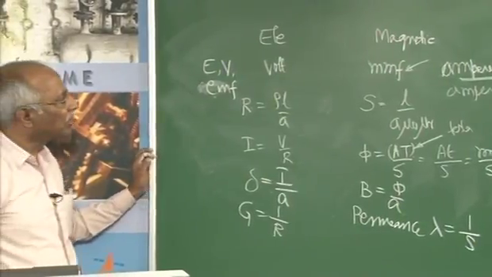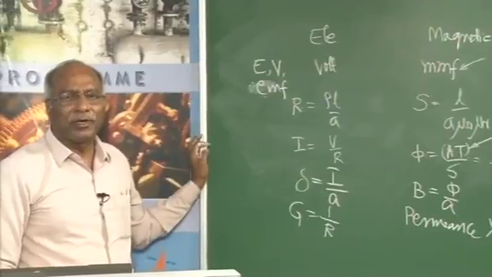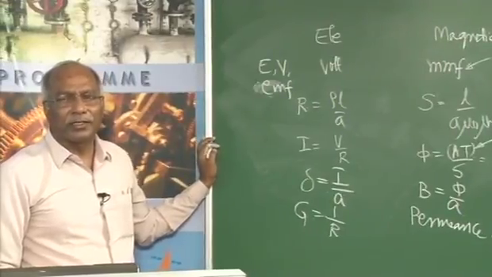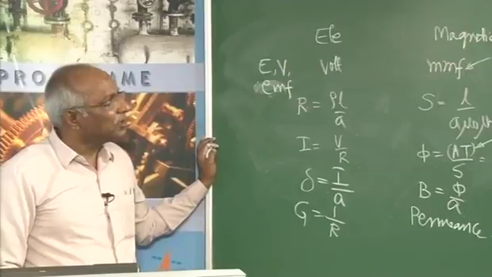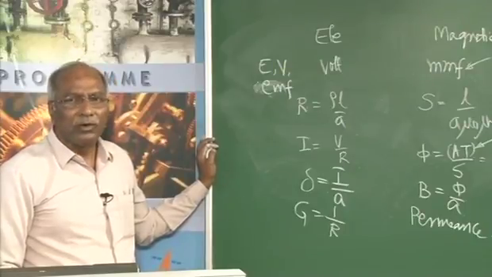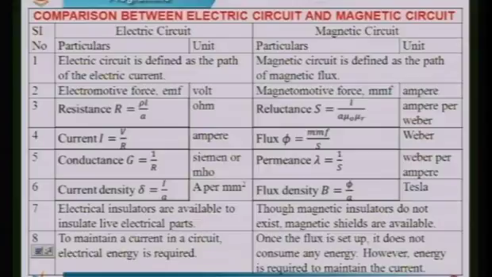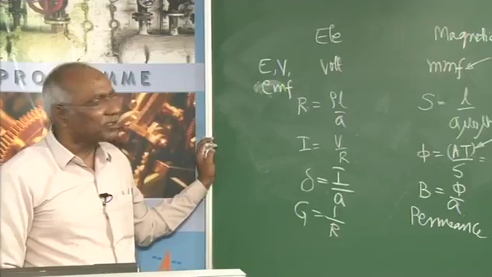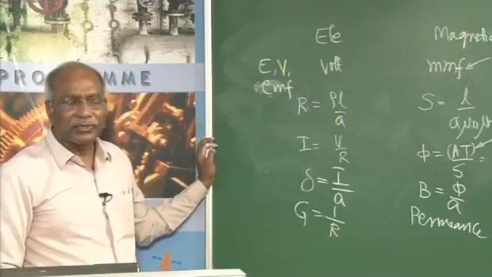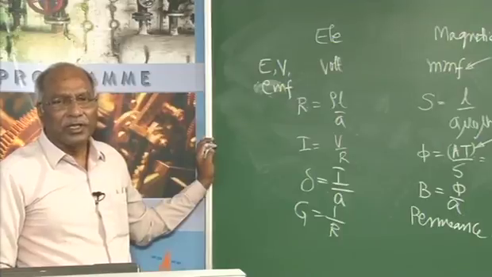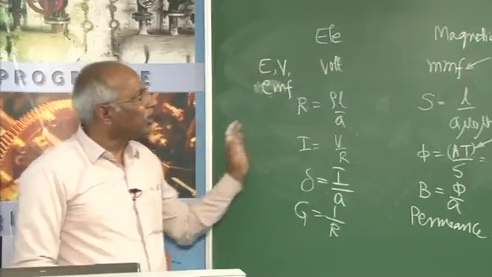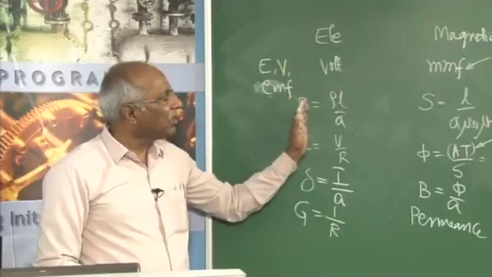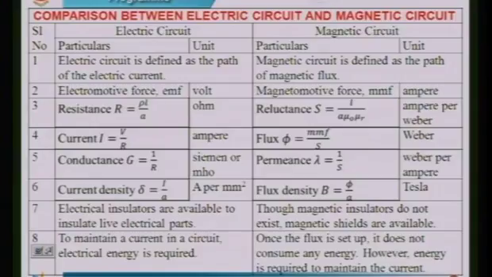When it comes to the electric circuit, insulators are available to insulate the electrical parts. When it comes to the magnetic circuit, there are no magnetic insulators. However, magnetic shields are available to divert the flux path. To maintain a current in a circuit, electric energy is required. However, once the flux is established in a magnetic circuit, there is no expenditure of energy. So this gives some idea about the comparison between the electric circuit and the magnetic circuit.